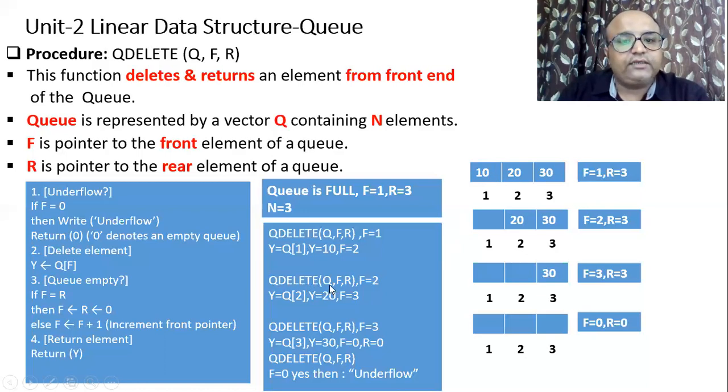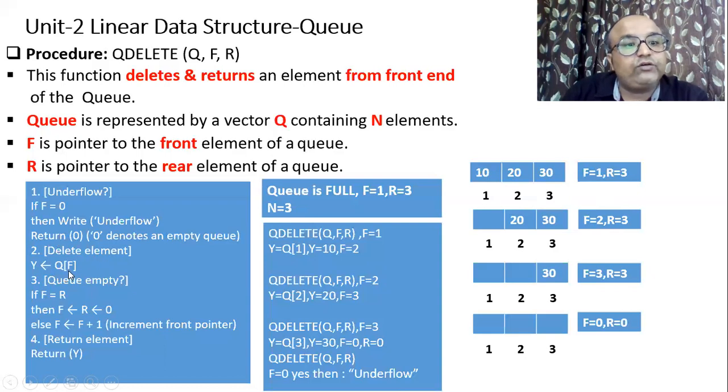So Q delete, Q F R. Now see, after deletion of 10, we are ready with these front and rear pointers. Now front has the value 2 and the rear has the value 3. Again, we'll start from step number 1. We'll check the value of F equal to 0? No. In our case, now F is 2. So it means it is not an underflow. So we'll try to delete the element.